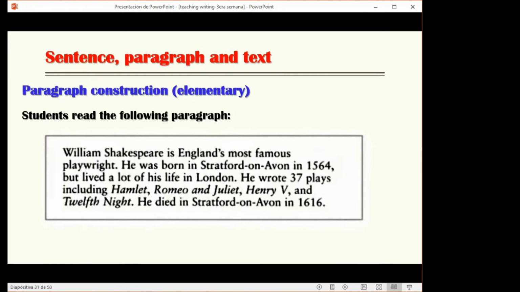Students, read the following paragraph. Notice this paragraph. William Shakespeare is England's most famous playwright. He was born in Stratford-on-Avon in 1564, but lived a lot of his life in London. He wrote 37 plays, including Hamlet, Romeo and Juliet, Henry V, and Twelfth Night. He died in Stratford-on-Avon in 1660. Notice, so the students first read the following paragraph.